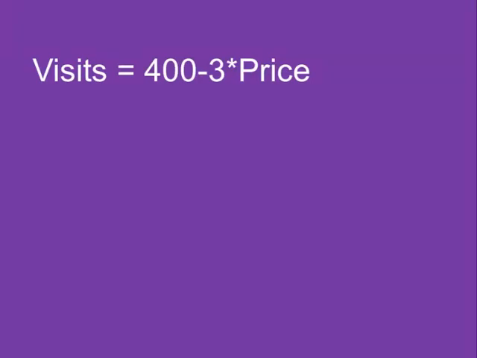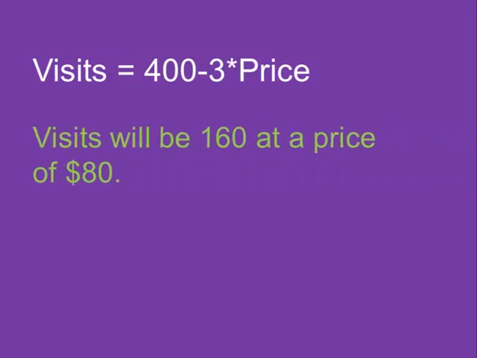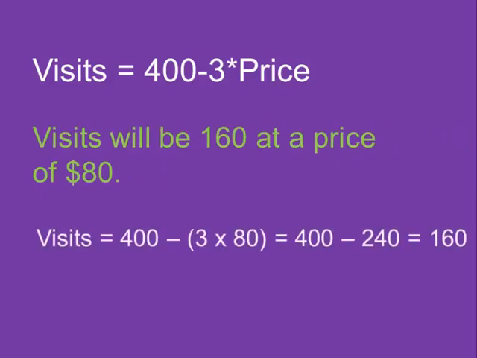Okay, here's our formula again for reference. Visits will be 160 at a price of 80. Plug it into our formula. Let's see if that's true. Again, 400 minus 3 times the price, which in this case is given as $80. Work that formula. And yes, indeed, the visits would equal 160. So that is true.